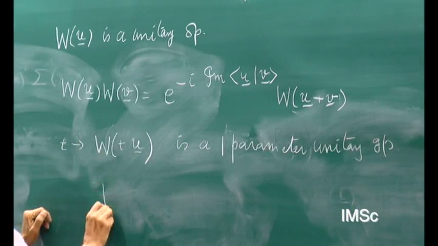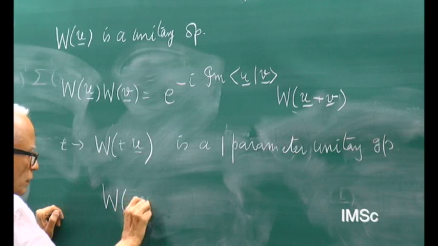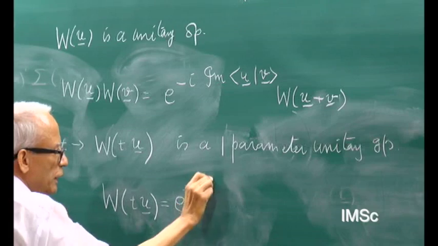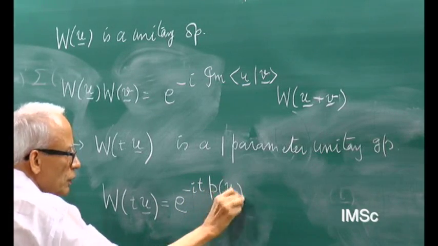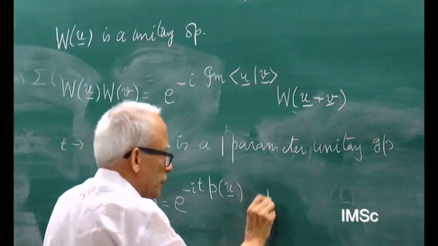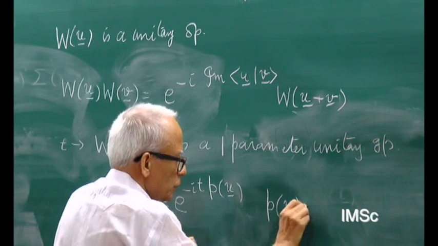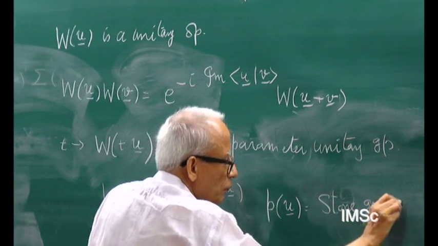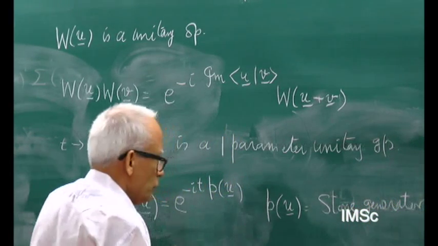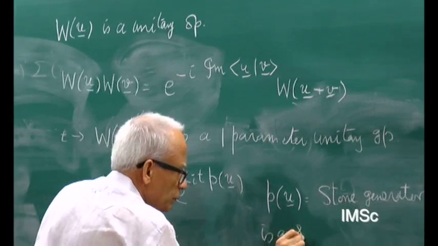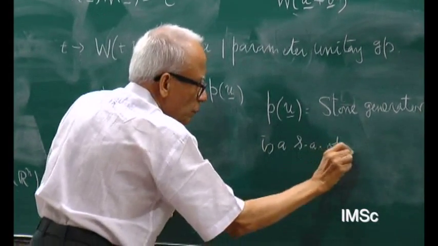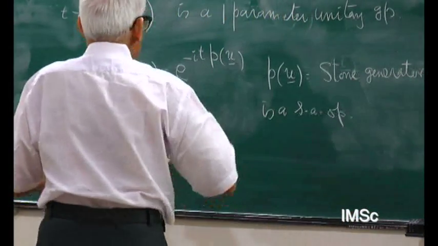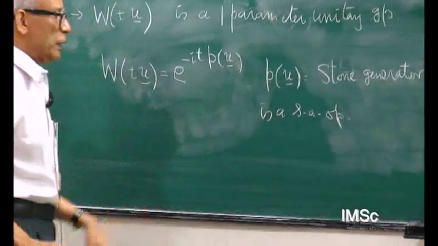So, W(tu) can be expressed as e to the power minus i t P(u), where P(u) is a self-adjoint operator. P(u), which is the Stone generator of the group, is a self-adjoint operator. So, it is an observable. So, it is an exponential of a self-adjoint operator.